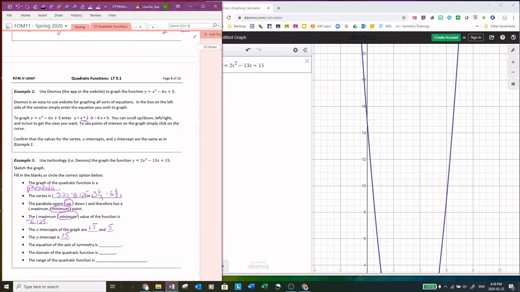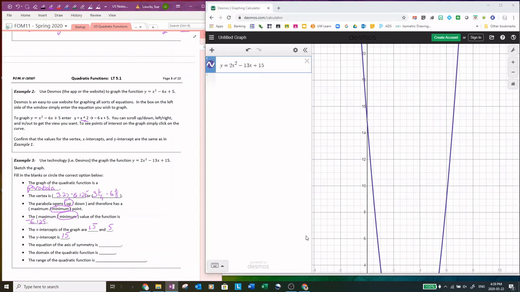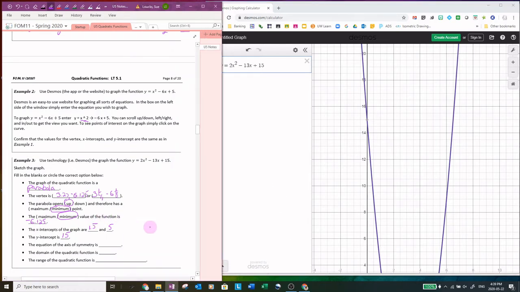The equation of the axis of symmetry. So there's two ways I can do this. I can take 1.5 plus 5 divided by 2, which gives me 3.25. Or it's the x value of my vertex, but it needs to be an equation. So it's x equals 3.25.